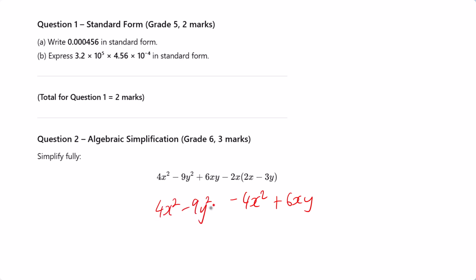You're going to need to collect like terms, so then I've got plus 9xy. For the x squared, I've got the 4x squared here, this one, and I've got the minus 4x squared.